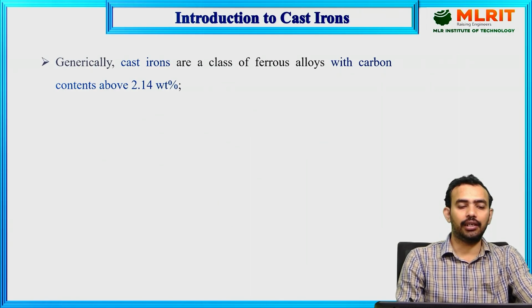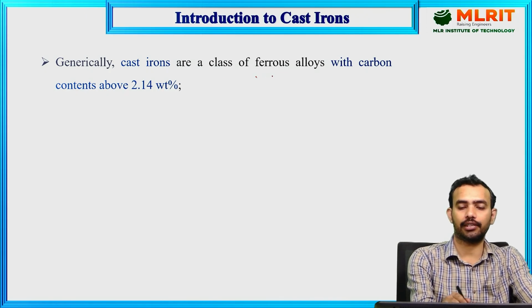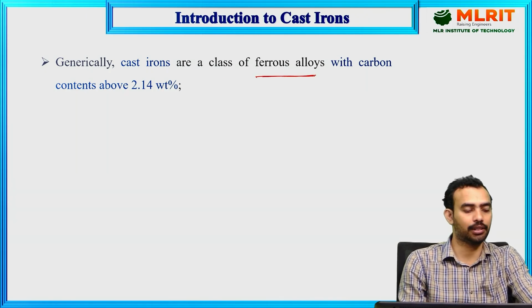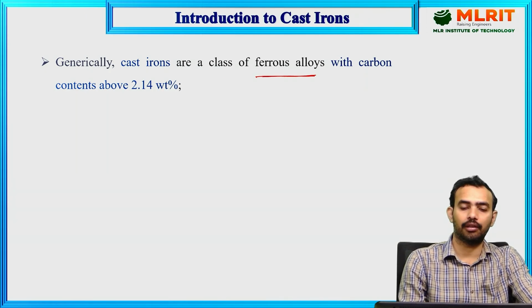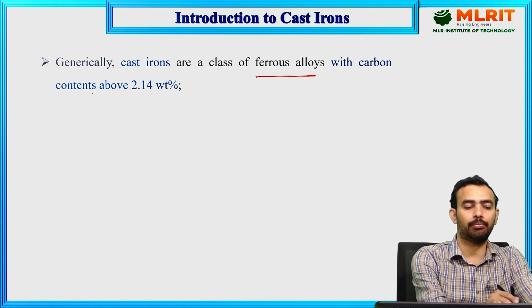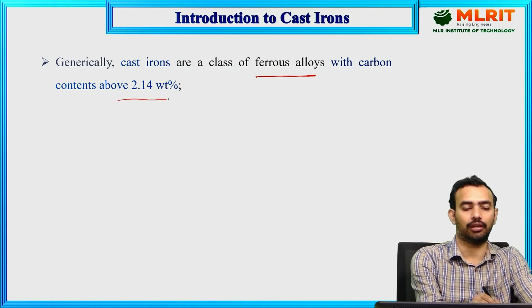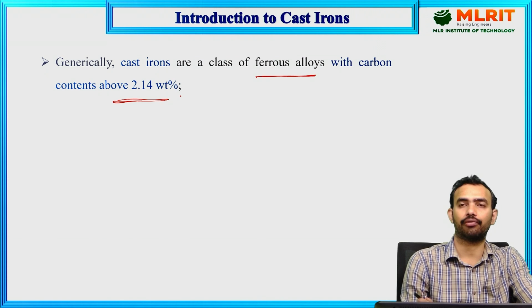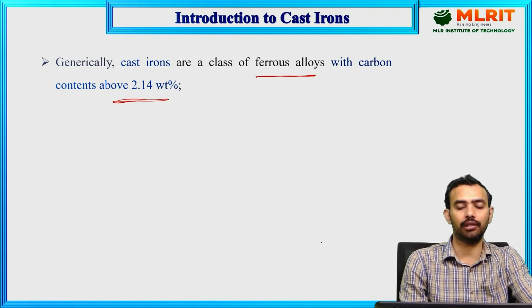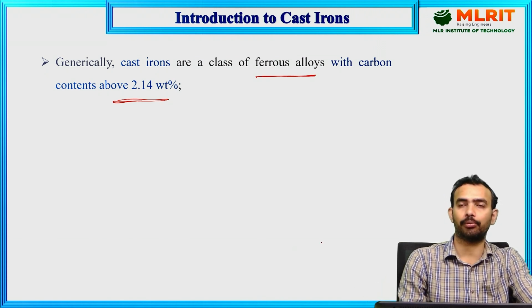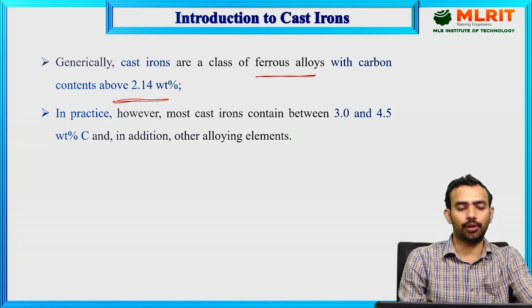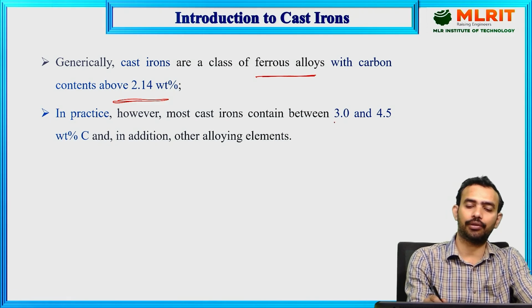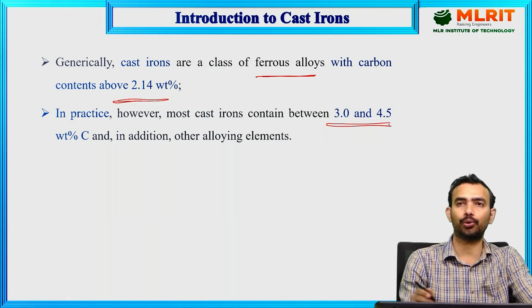So generally, cast irons are a class of ferrous alloys. Again, this is iron as the primary metal, ferrous alloys, with a carbon content that is above 2.14 weight percentage of carbon, and up to the maximum solubility of carbon in iron, that is 6.7 weight percentage of carbon. In practice, however, most cast irons contain between 3 to 4.5 or 2 to 4.